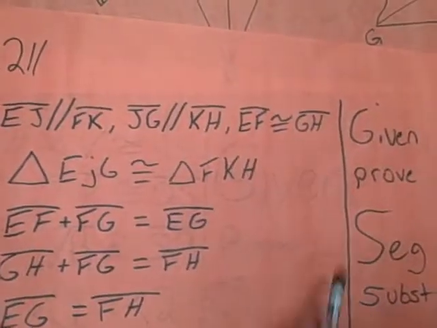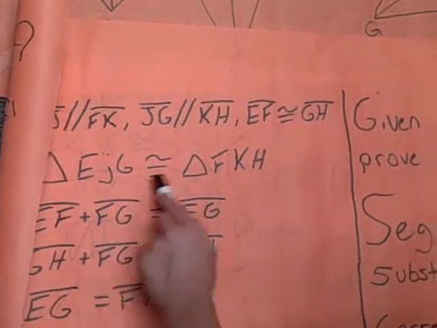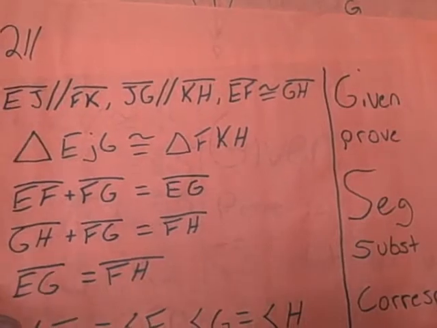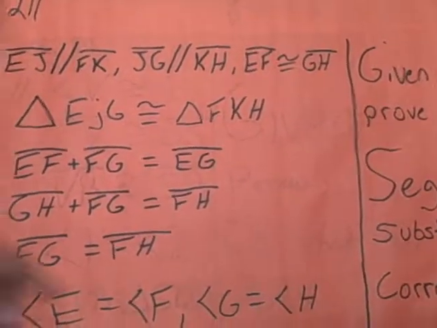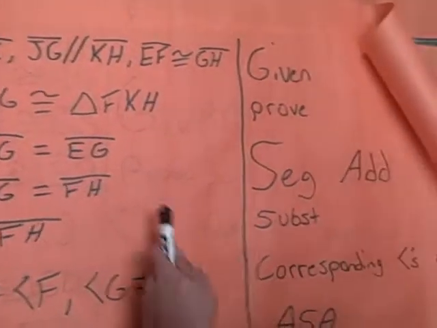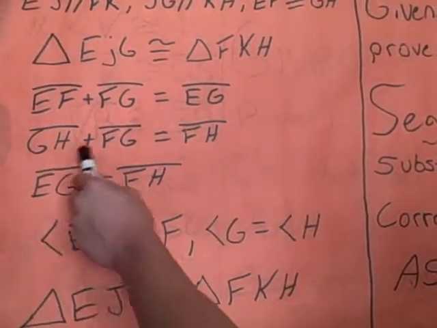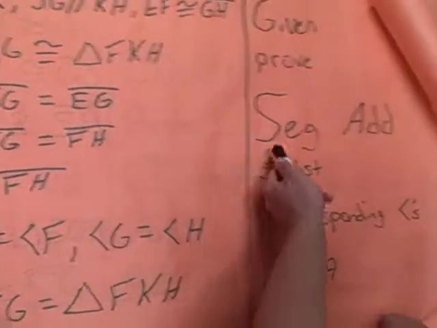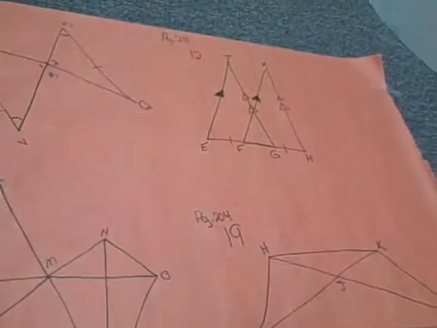First, you always start with the given. There's your given. And now we're trying to prove that triangle EJG is congruent to triangle FKH. And then EF plus FG equals EG. That just proves segment addition. That's when you add two segments. And then GH plus FG equals FH. That's also segment addition. And you can see that on the triangle over there.